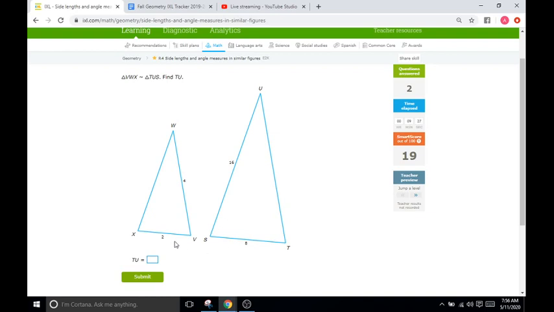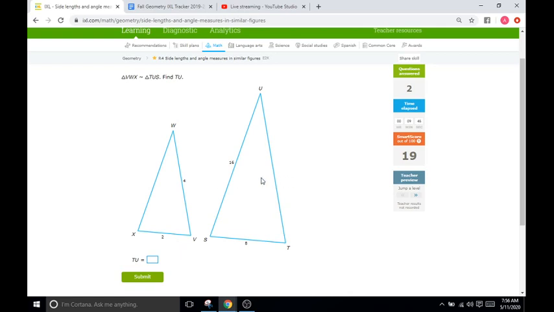Well, how do we get from 2 to 8? What's our scale factor, as one might say? Well, 2 times 4 is 8, meaning your scale factor is going to be 4, meaning the rest of the sides are also going to be a factor of 4.